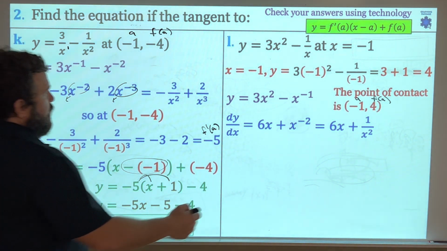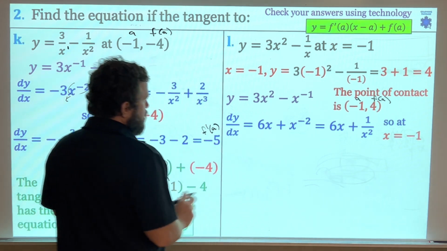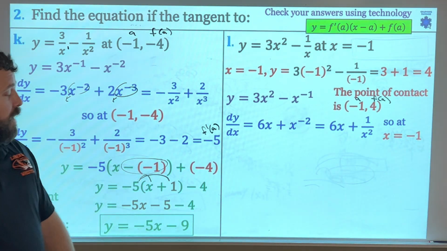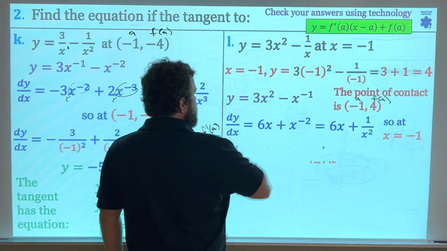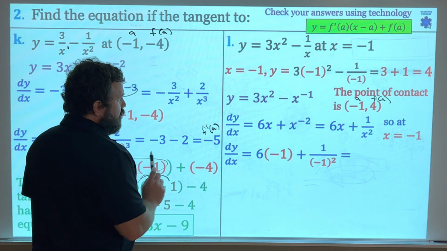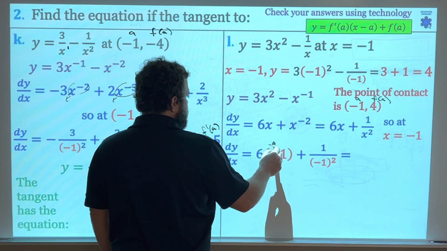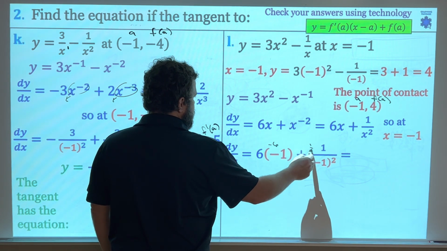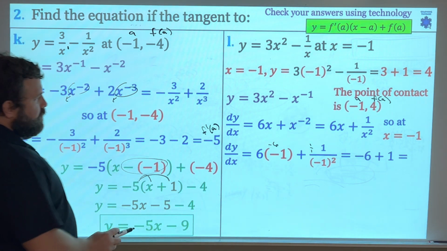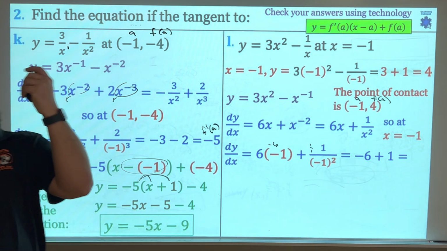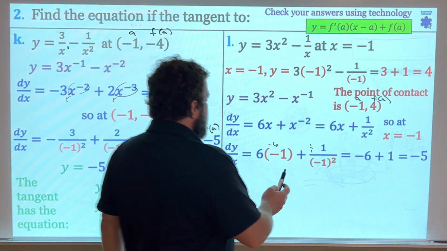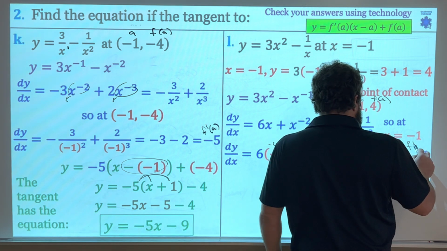I'm going to plug in negative 1 for x. So when x equals negative 1, I get 6 times negative 1 plus 1 over negative 1 squared. This becomes negative 6. This becomes 1 over 1. Negative 6 plus 1 is negative 5. And negative 5 is my f prime.